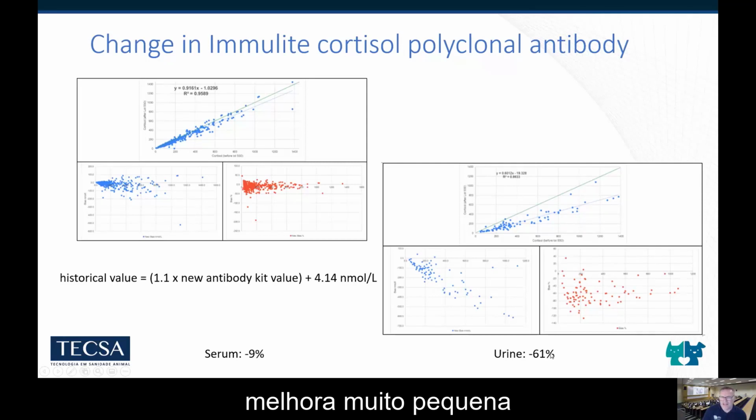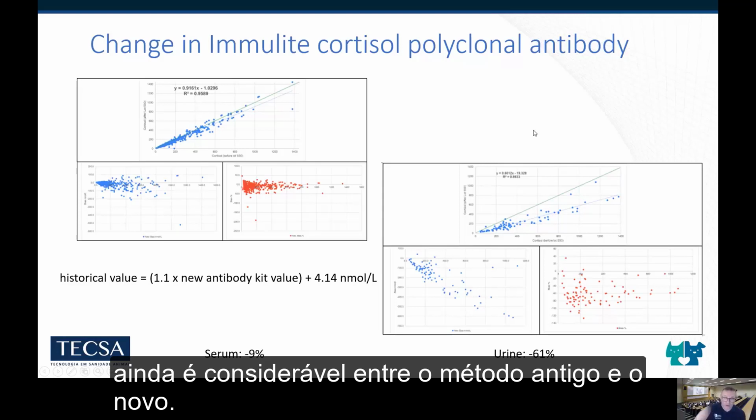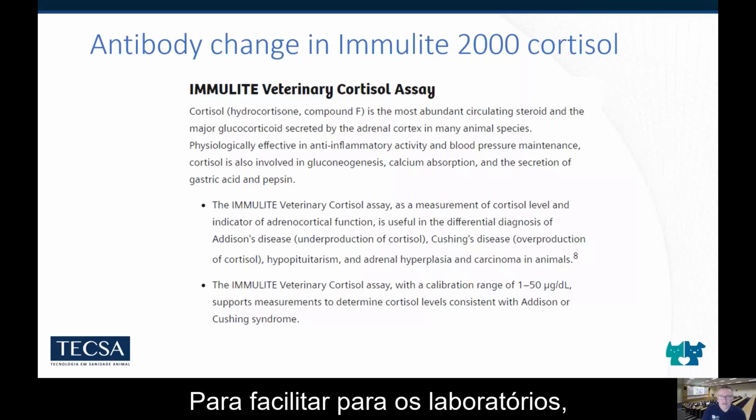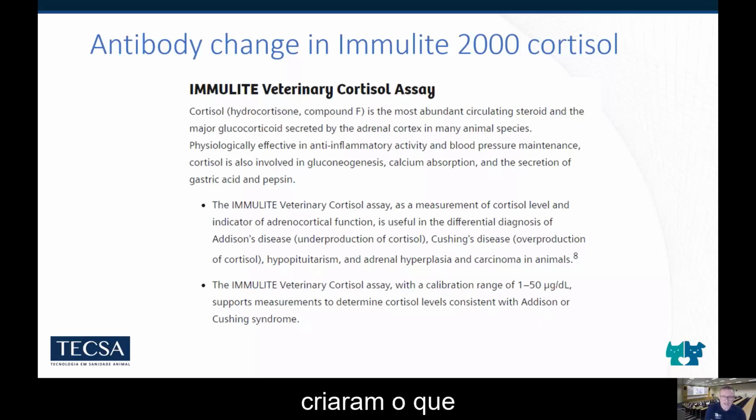And it improved very slightly the impact on urine. So even with the new calibrator values, the urine difference was quite considerable from the old method to the new method. And then to try and make that more straightforward to laboratory users, they created what they called a veterinary cortisol assay, which is the same assay as the new human assay, but with different calibration figures in there to try and account for that shift in result.